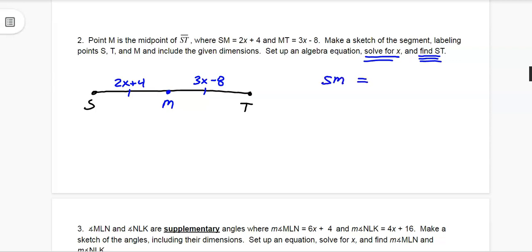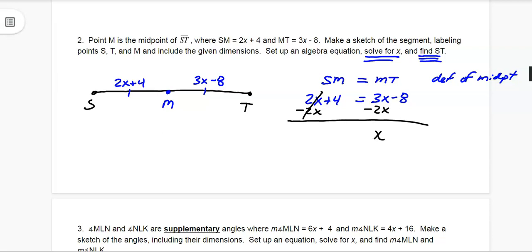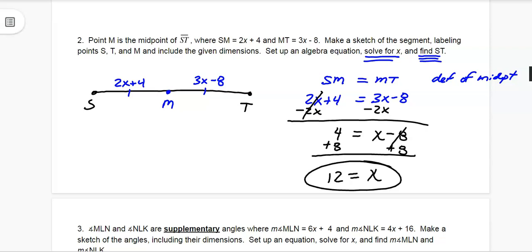Since SM equals MT, that's the definition of a midpoint. That's what a midpoint does. I'm just going to substitute these values in here. And now we're just going to do some algebra. I always attack the variables first, and I always attack the smallest one. So I'm going to go minus 2x from both sides. That way I end up with a positive 1x. I'll bring the 4 down, bring the minus 8 down. Next thing I'm going to do is add that 8 to both sides. And that should isolate x for me and get it by itself. So correct answer is x equals 12.